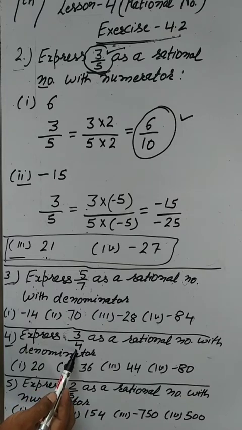So I have to multiply 4 by 5, and similarly 3, you also have to multiply 3 with 5. Understood? Similarly try other parts.